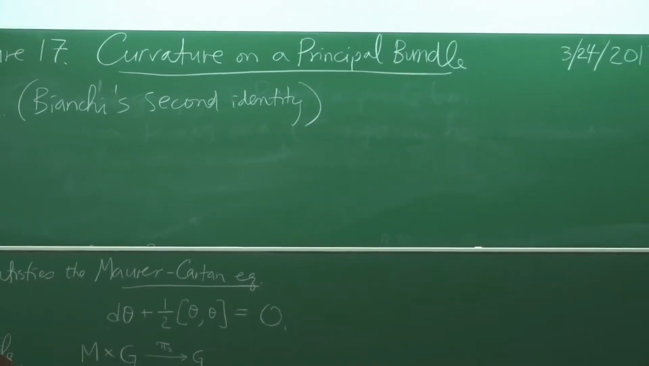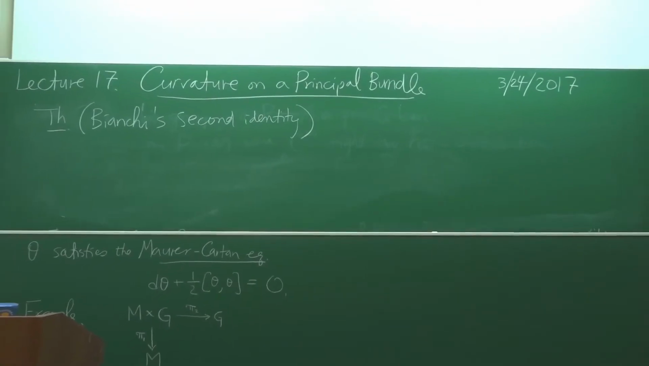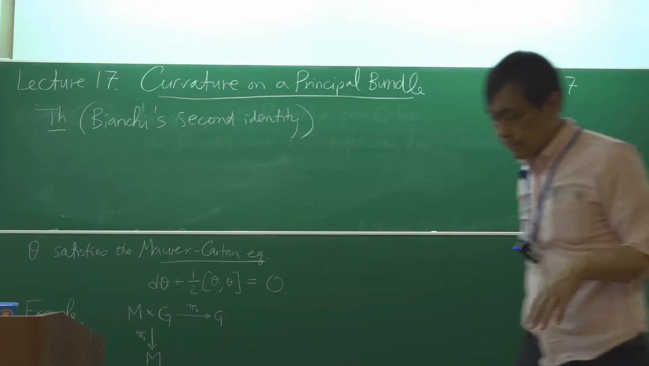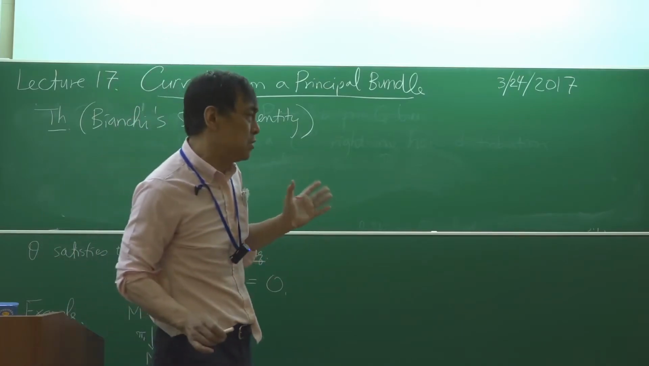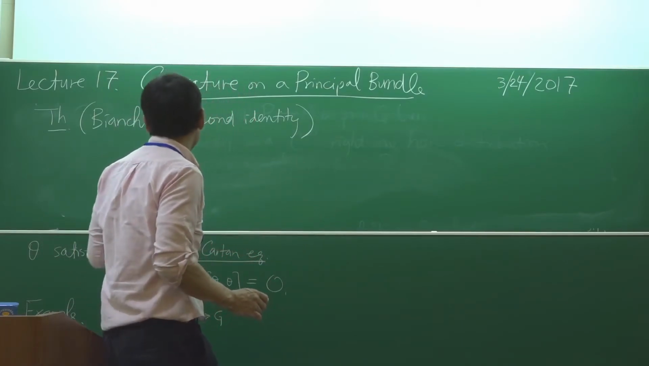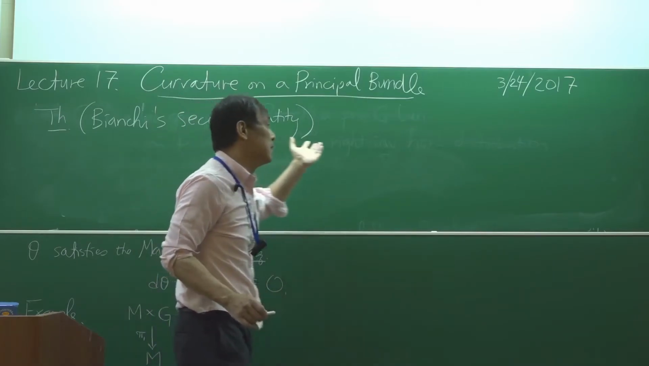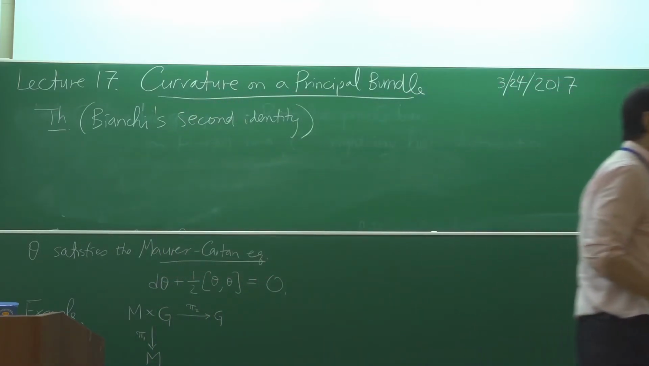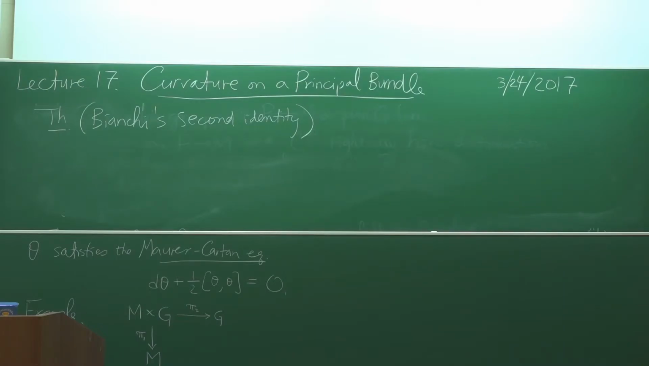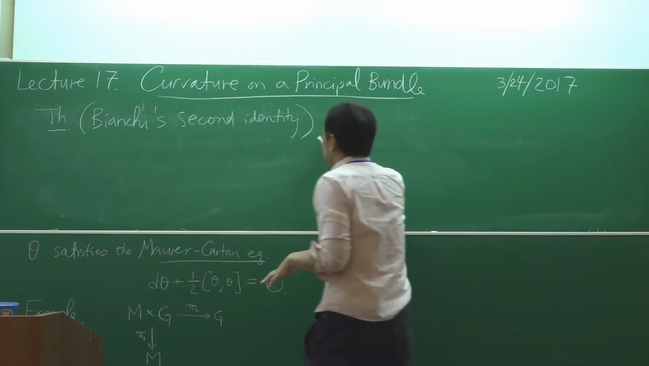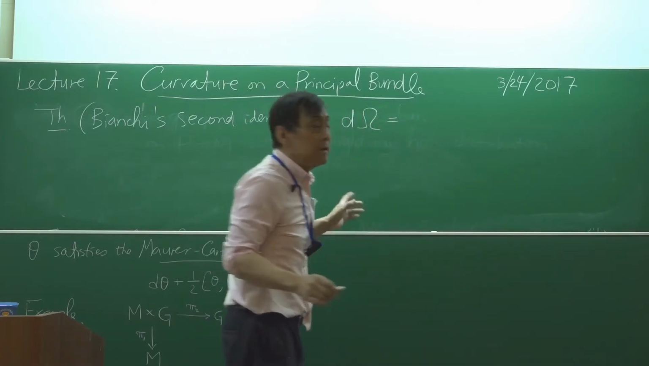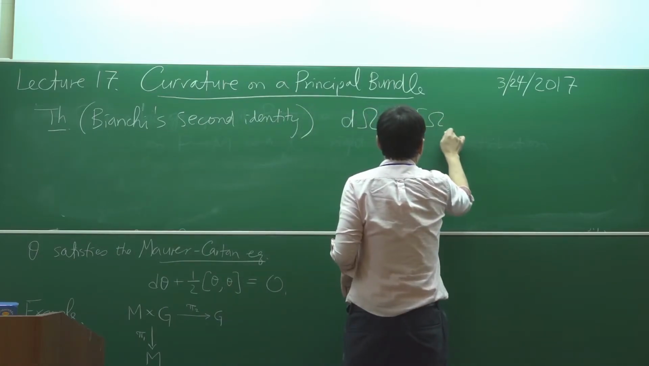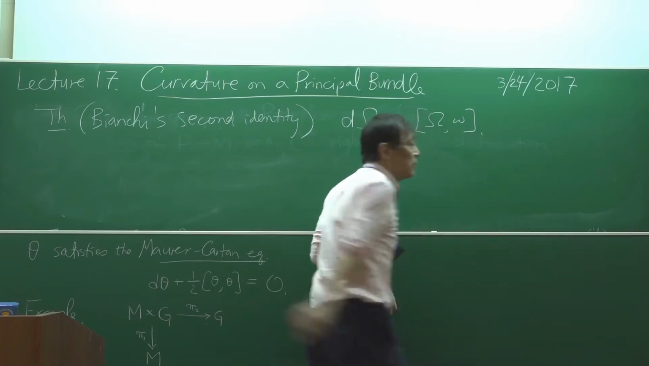See, there is a first structural equation, but that is for the principal bundle associated to the tangent bundle. And there's Bianchi's first identity, which is also for a principal bundle associated to the tangent bundle. But we don't need that, so we'll just prove the second Bianchi identity. Okay, it says d of the curvature is the bracket of the curvature with the connection.